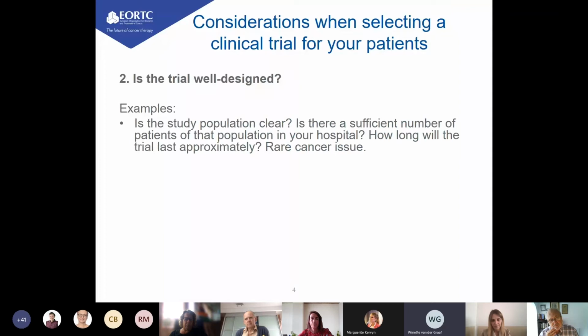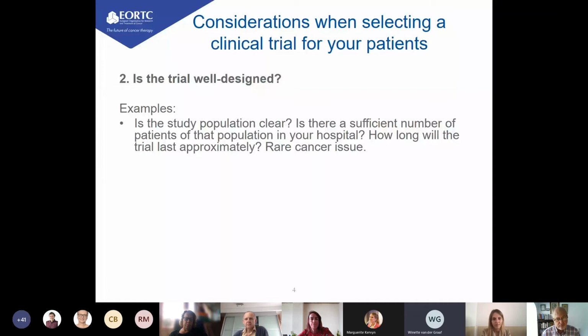Another thing is, is the trial well designed? Is the study population clear? It's important to consider whether you have the patients that they describe. More and more trials are very detailed, so it's not only breast cancer, but breast cancer with a certain expression of targets. And sometimes the target is very rare. So do you see these patients, or can you better refer the patients in your clinic to another center where they have more expertise and where this study in this certain disease area is more logical?